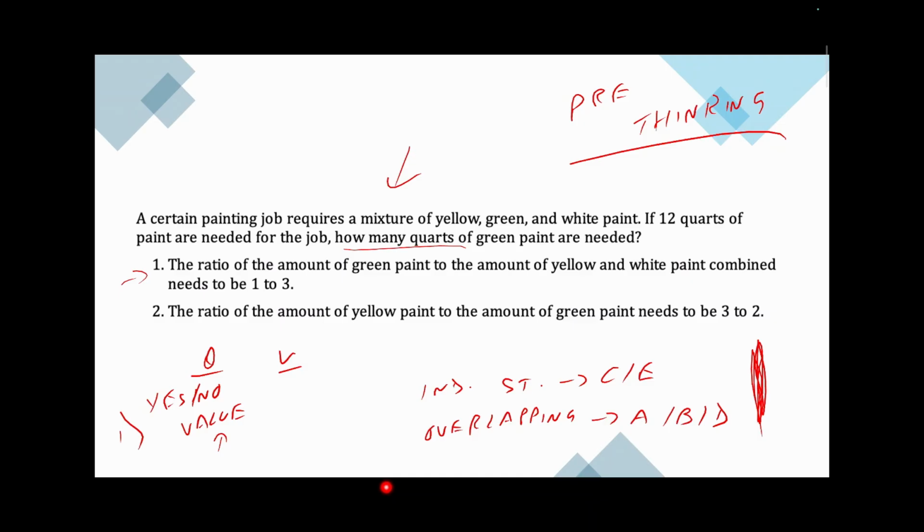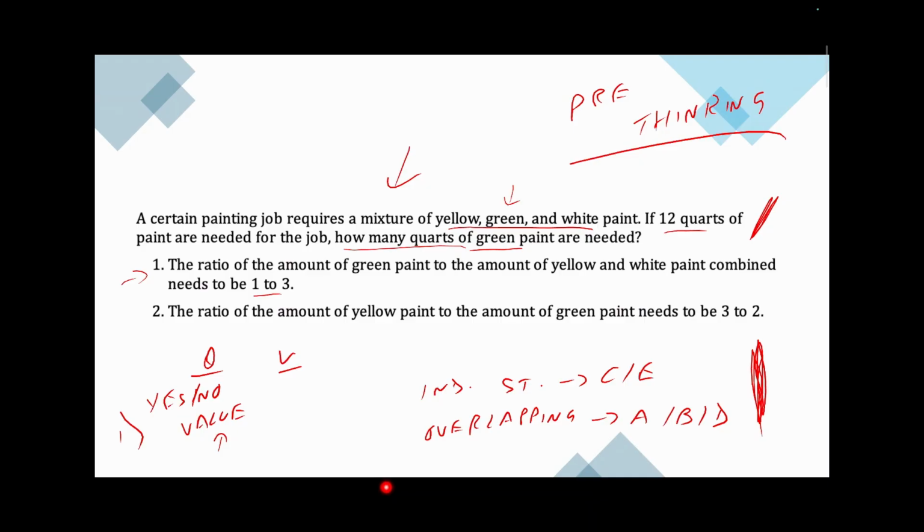I always use it. Like the moment I read this question, I try to do some pre-thinking as to what information I need to answer this question. Like the question says, you have 3 colors of paint, yellow, green and white, and 12 quarts is the total. How many quarts of green paint are needed? So, ideally I need some ratio of these 3 paints. Or I need a situation where green can be isolated from yellow and white. Yellow and white, I don't really care what their composition is, but green I definitely need to know. With that thought process, I'll go to the answer choices. And the first one says the ratio of green to yellow and white needs to be 1:3. I don't need to do anything else. That has to be sufficient. What the answer is, nobody cares. That's definitely sufficient.